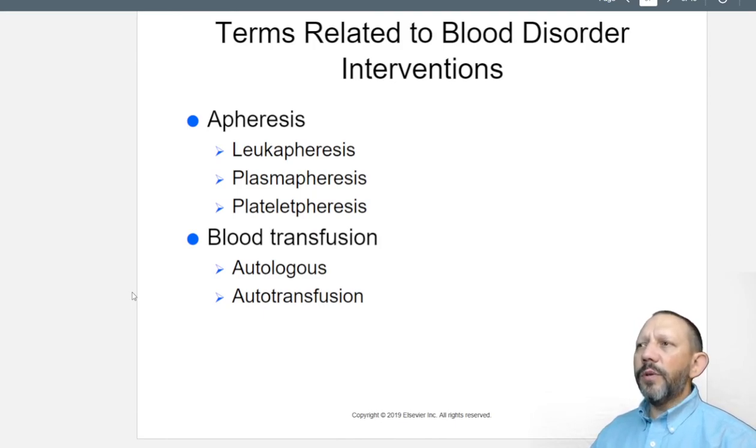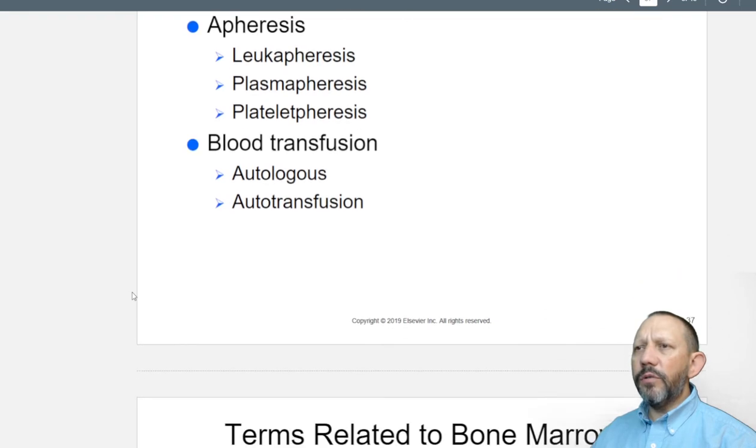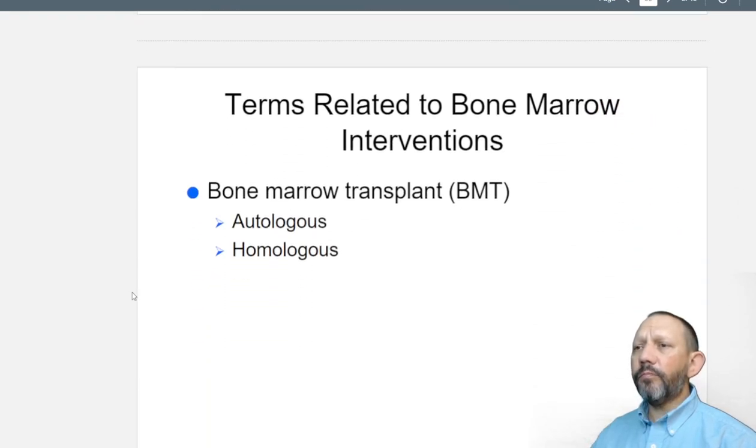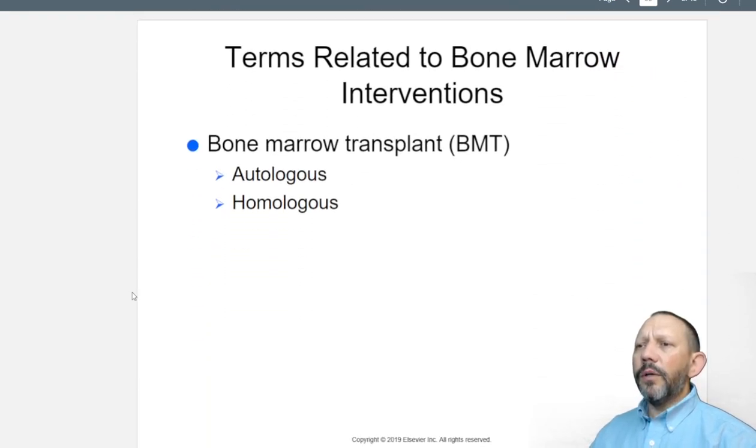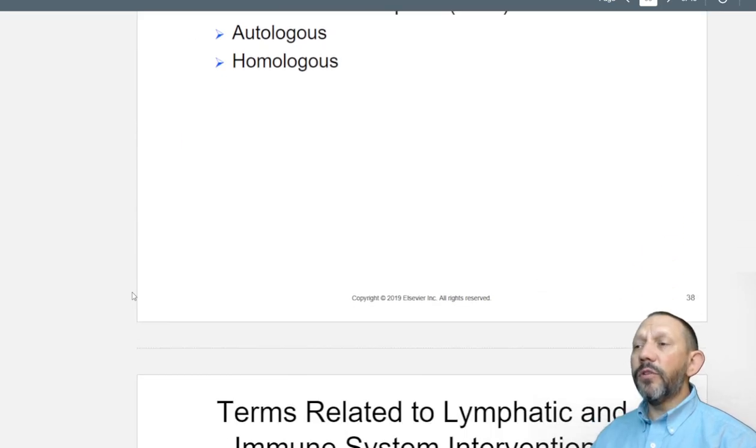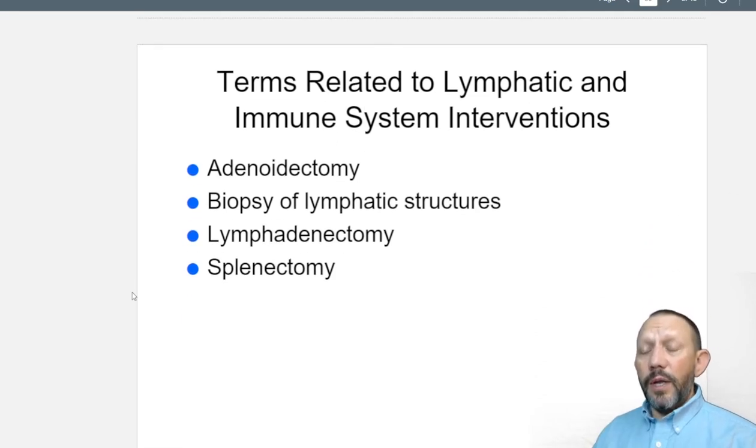Terms related to blood disorder interventions: apheresis, leukapheresis, plasmapheresis, plateletpheresis, blood transfusion. Okay, so you either take them out or you put them back. Bone marrow, autologous or homologous. Okay, bone marrow transplant.